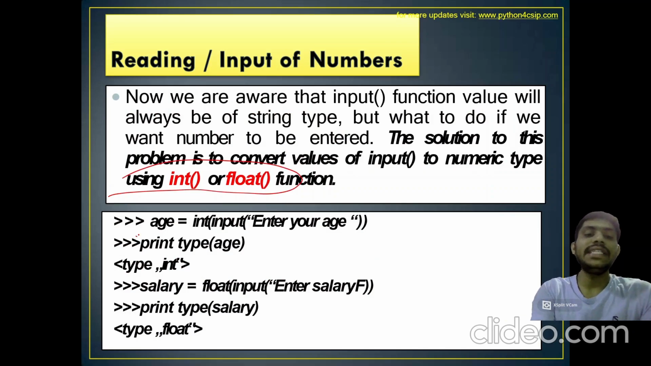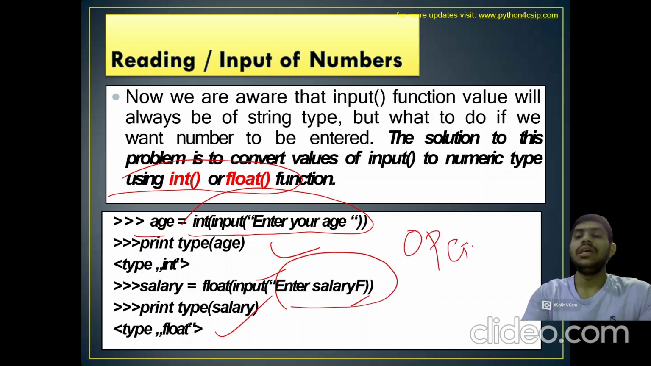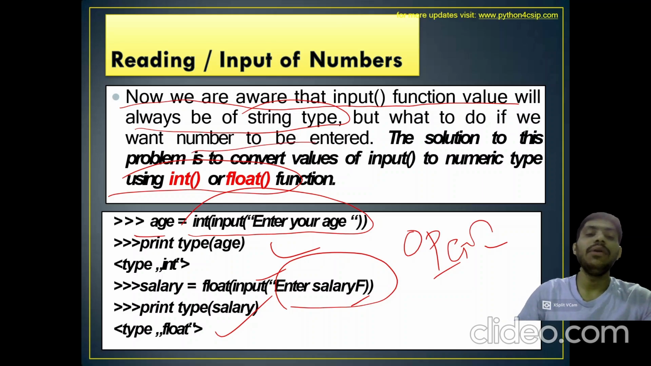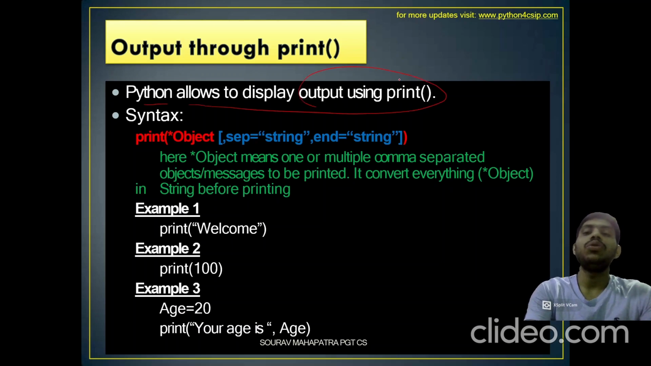You can see age equal to int of input, enter your age. Float, enter your salary. Then you can perform some operation. Then it will be successful. Now you are aware that the input function value will always be of string type. So if you want to change it, any number you enter, any floating point, you can use the int and float functions. Python also allows you to display the output through the print function.